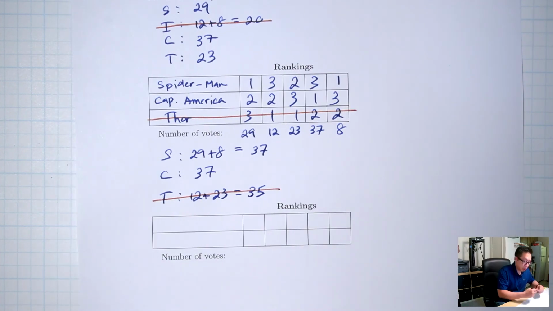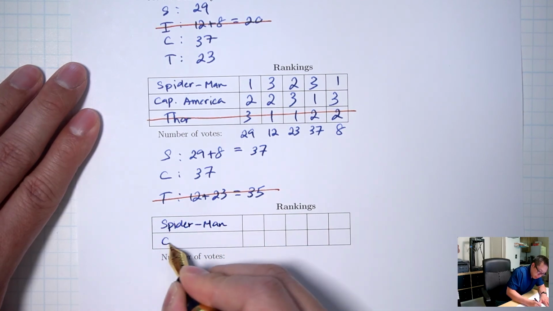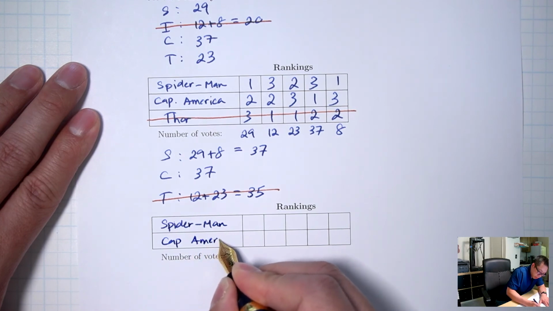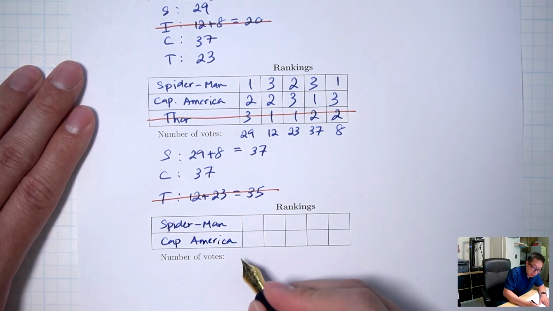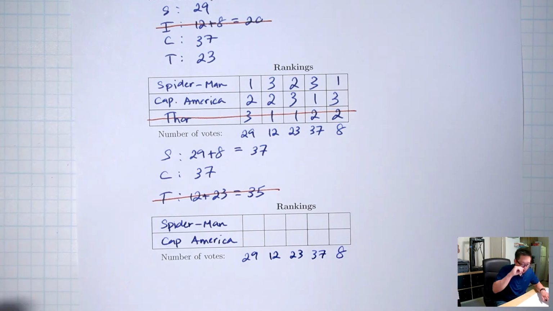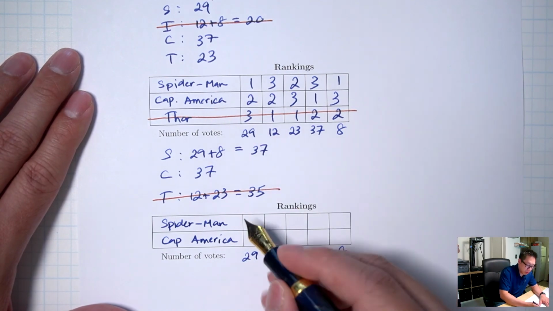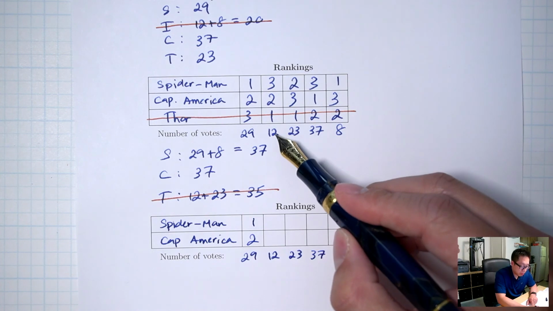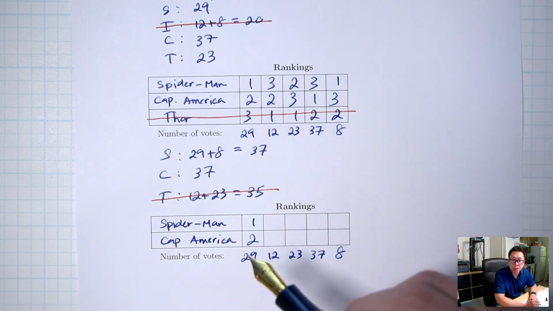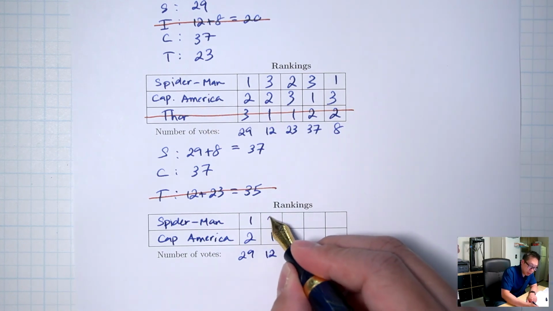Okay, last round is Spider-Man versus Captain America. Numbers at the bottom stay the same. And then because there's only 2 candidates left, the rankings should only involve 1s and 2s. Okay, so go through these 29 people. Who do they like more? They like Spider-Man more, so that's 1, 2. These 12 people, Spider-Man versus Captain America, which one do they like more? 2, which is Captain America, so Captain America will get 1, which means Spider-Man will get 2.